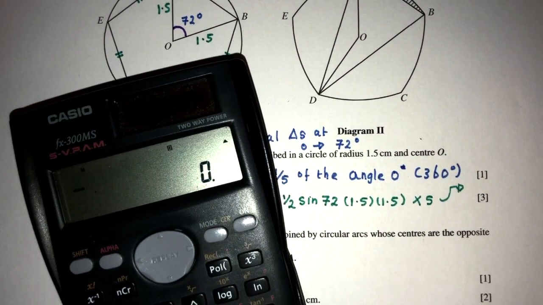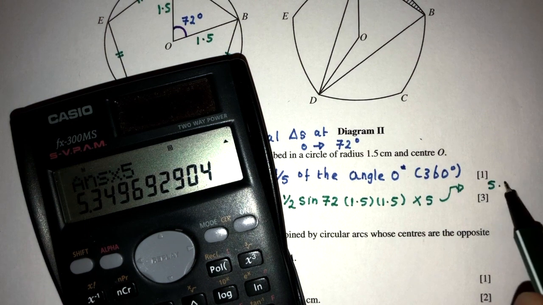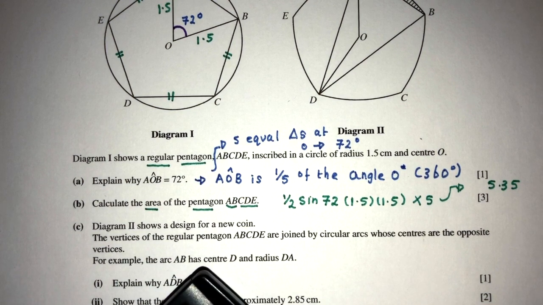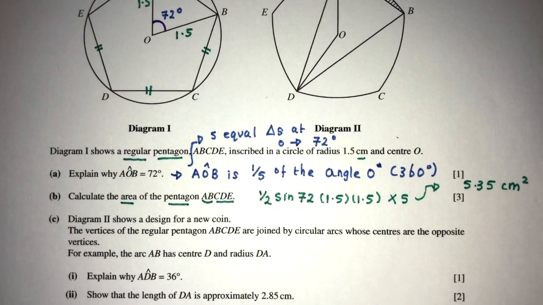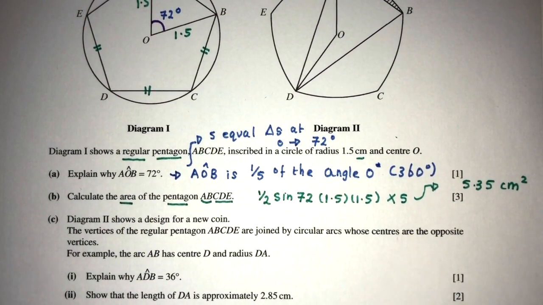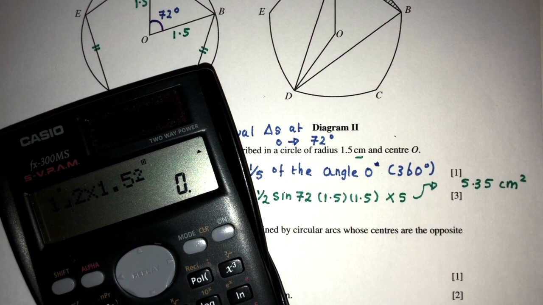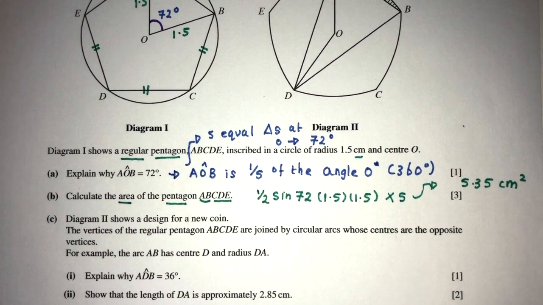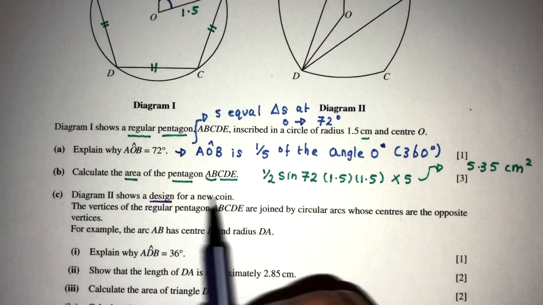So here you have to use degrees. Half sine of 72 times 1.5 squared times 5. That will be 5.35 as your area, and that will be in centimeters squared. Okay, that will be for part B. Now it's always best to double check your answer. Sometimes you can make silly mistakes. So half times 1.5 squared times 5 times sine of 72. Yep, this seems to be okay. So 5.35. Now for part C, diagram 2 shows a design for a new coin.